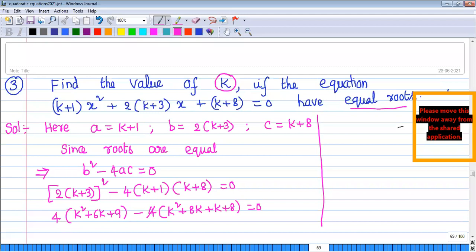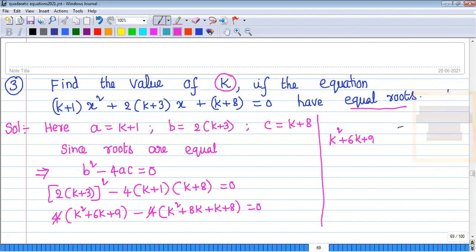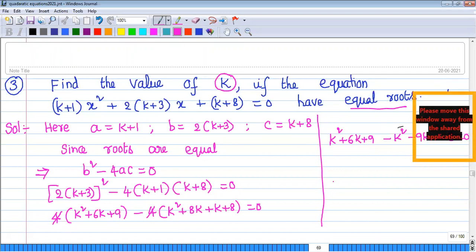This 4 will get cancelled. So open the brackets now. If you open the bracket, what do you get now? K square plus 6k plus 9 minus k square minus 9k and minus 8 equals 0. Am I correct? Yes, sir. Then what happens now here?